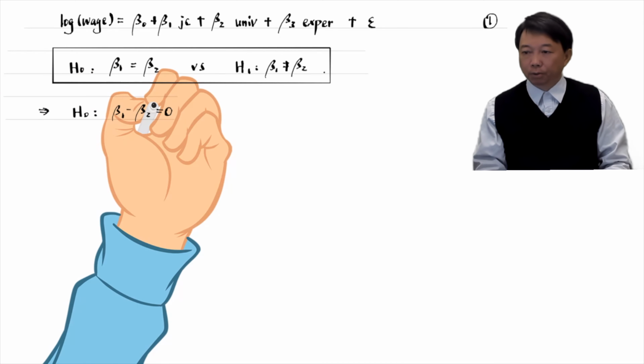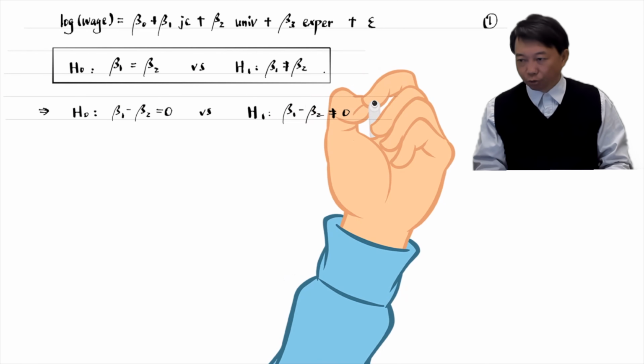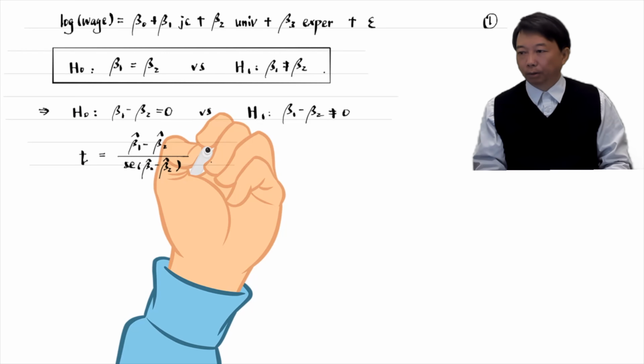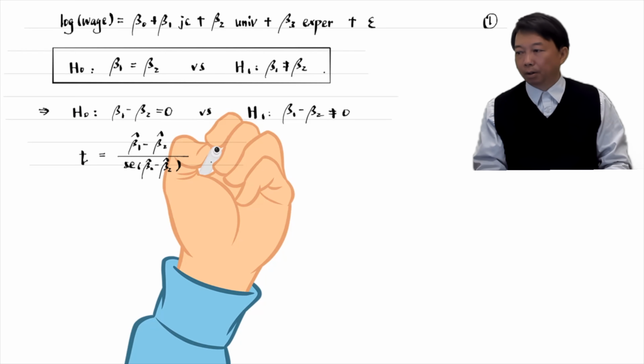The hypothesis concerned a linear combination of 2 parameters, beta 1 and beta 2. The t-statistic is based on the difference between them. The tricky part is to find the standard error of this difference.